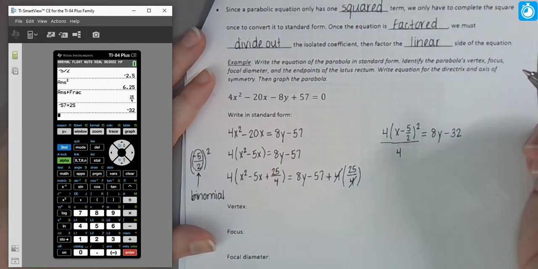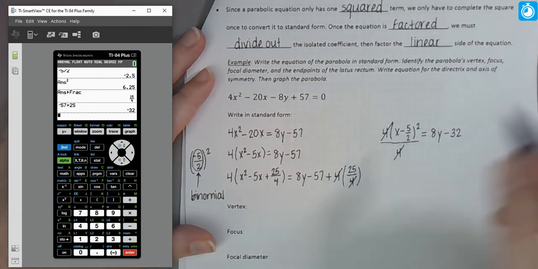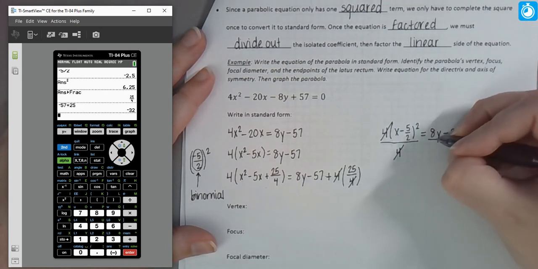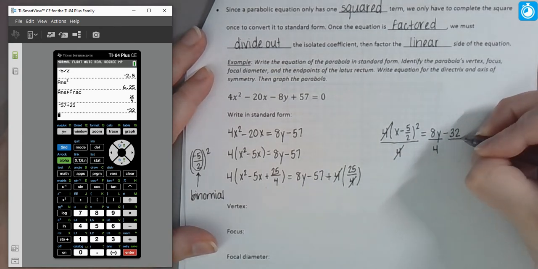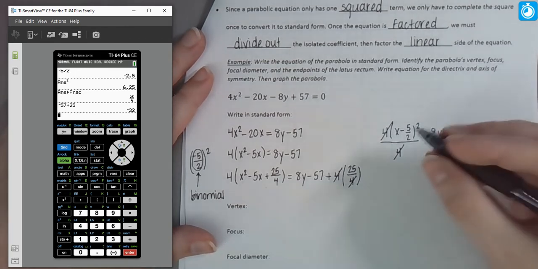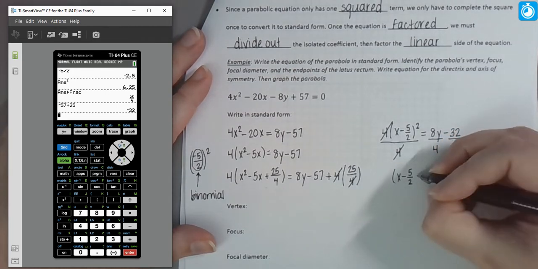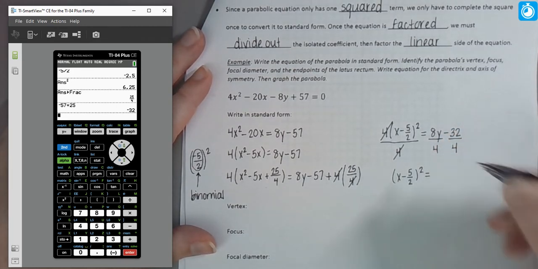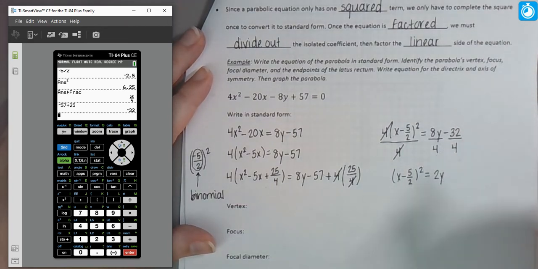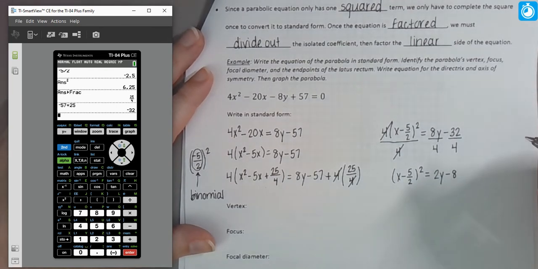Now what does that mean on the left-hand side? It just means that that factor of 4 reduces. It doesn't mean we're dividing in here, it just means we're canceling out that particular factor. However, on the right-hand side, because the right-hand side is not factored, each term needs to be divided by that factor. So we have x minus 5/2 squared. 8 divided by 4 is going to be 2, so we have 2y. And then 32 divided by 4 is going to be 8, so minus 8.